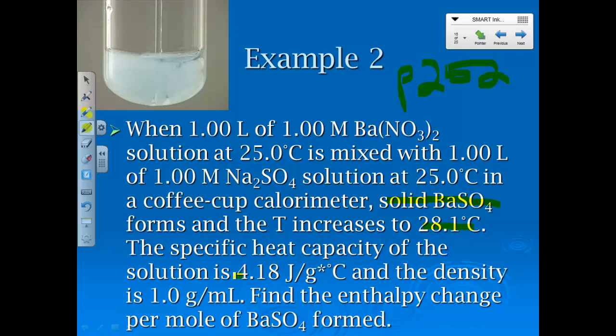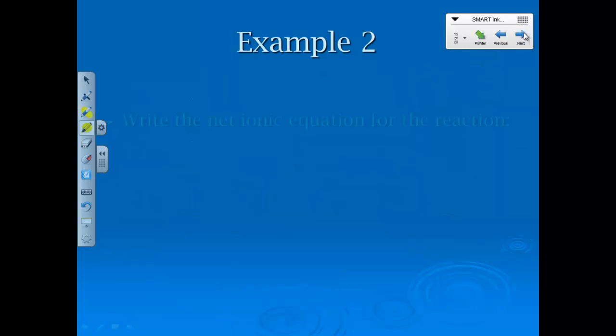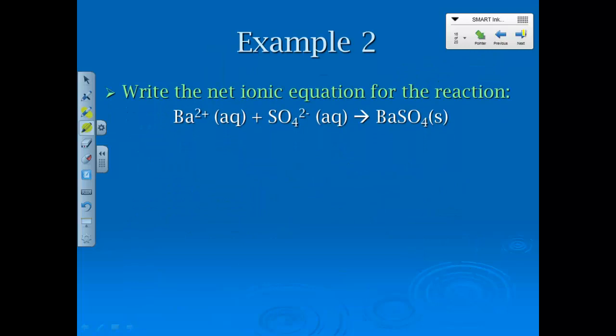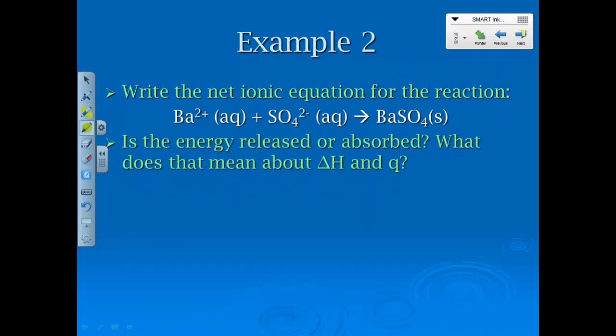The specific heat capacity of the solution, which usually when we do things in solution is the specific heat capacity of water, is 4.18 joules per gram times degrees Celsius. Density is 1.0 grams per milliliter. Find the enthalpy change per mole of barium sulfate formed. How do I do that? Well, first I need a net ionic equation: the barium ion plus the sulfate ion gives me barium sulfate. Then I have to figure out whether the energy is released or absorbed, and what that means for the signs of delta H and Q.